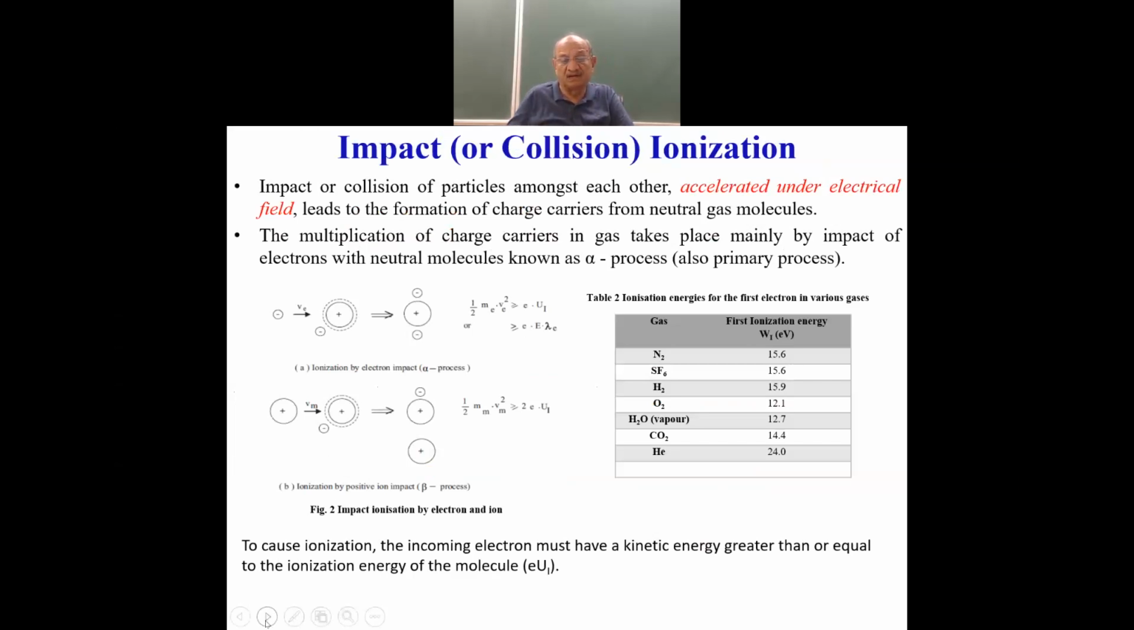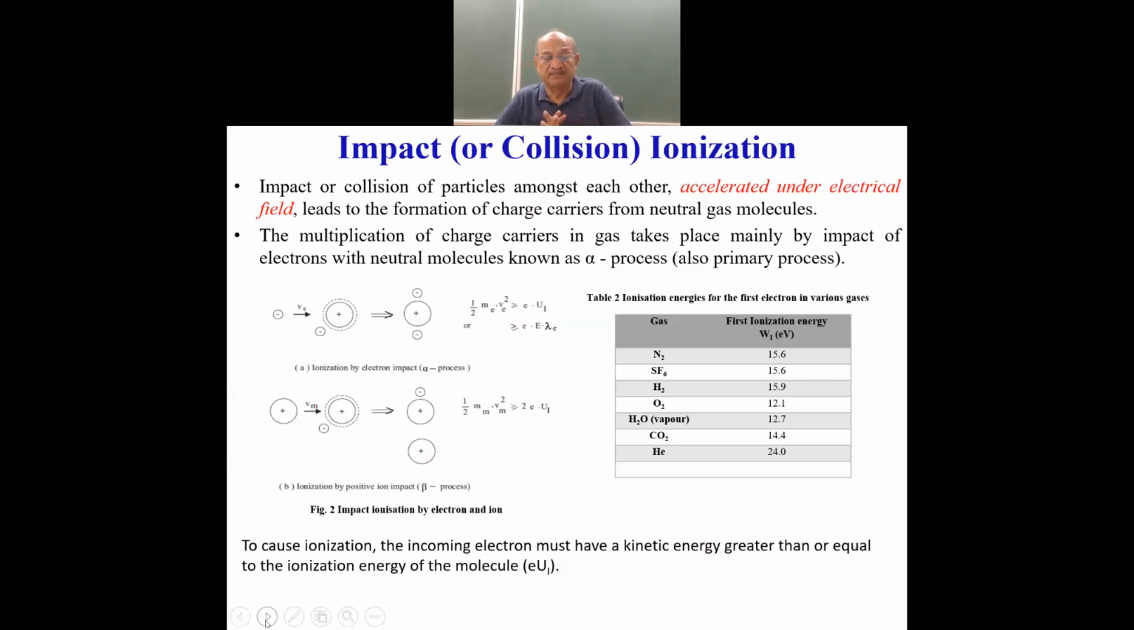Impact ionization, or also collision ionization. Collision or impact, same thing. Because of the high velocity of an electron, it collides with the neutral molecules and ejects an electron. The impact or collision of particles amongst each other, accelerated under electrical field, leads to the formation of charge carriers from neutral gas molecules. The multiplication of charge carriers in gaseous dielectrics takes place mainly by impact of electrons. It is the multiplication of charge particles.